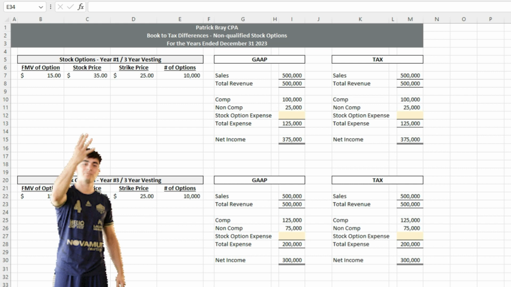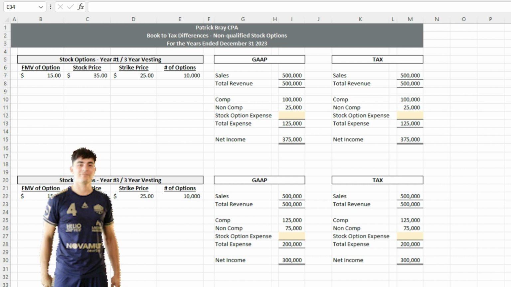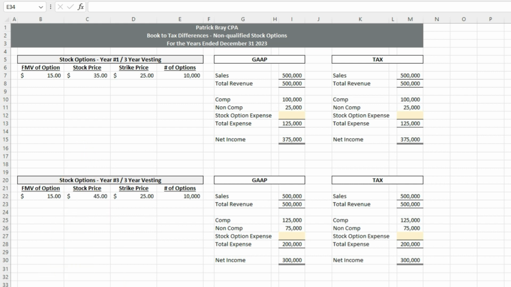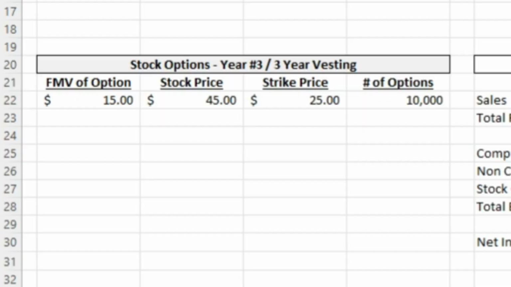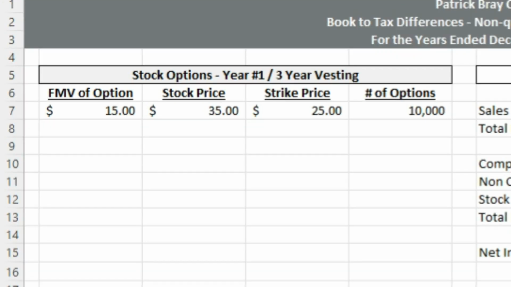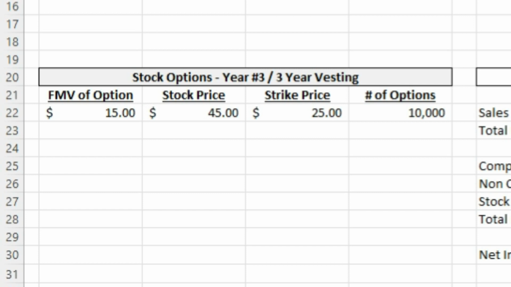Example number 4, stock options. Specifically, we're going to talk about non-qualified stock options in this example. You're going to have GAAP to tax differences, and let's see why. I want to show you year 1 when the stock option was issued, and I want to show you year 3 when the stock option was exercised, so you can see the difference between the accounting from a GAAP to tax standpoint.